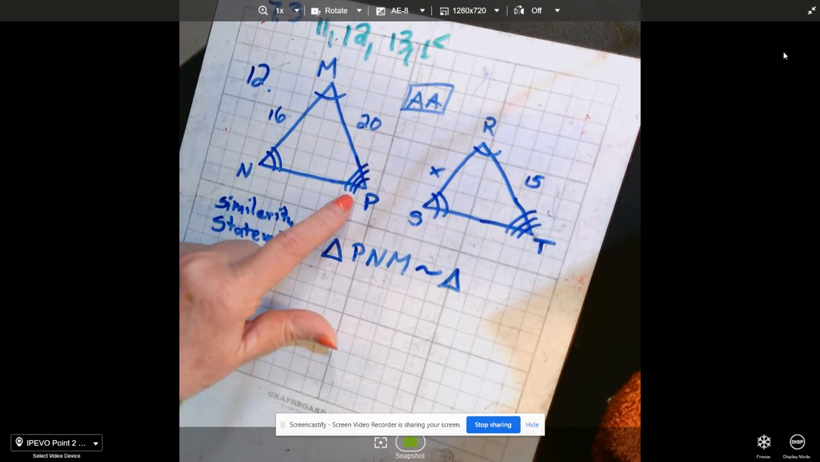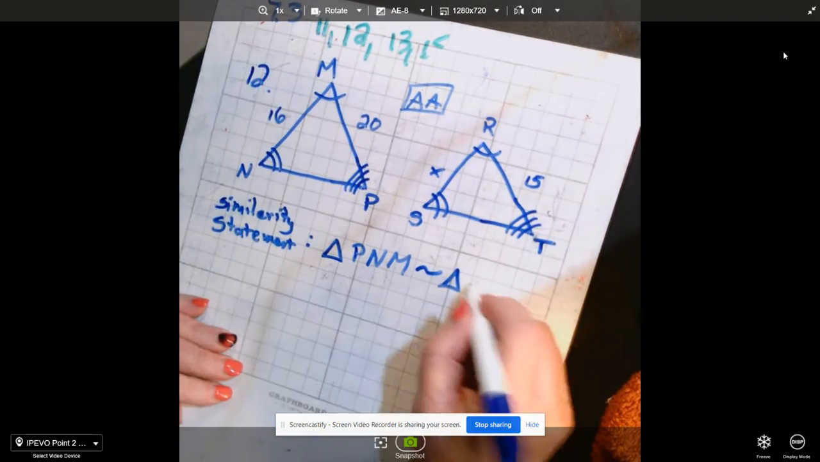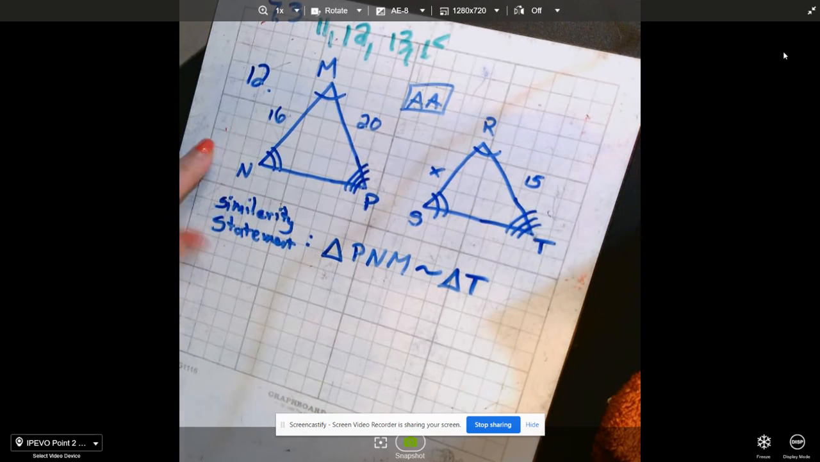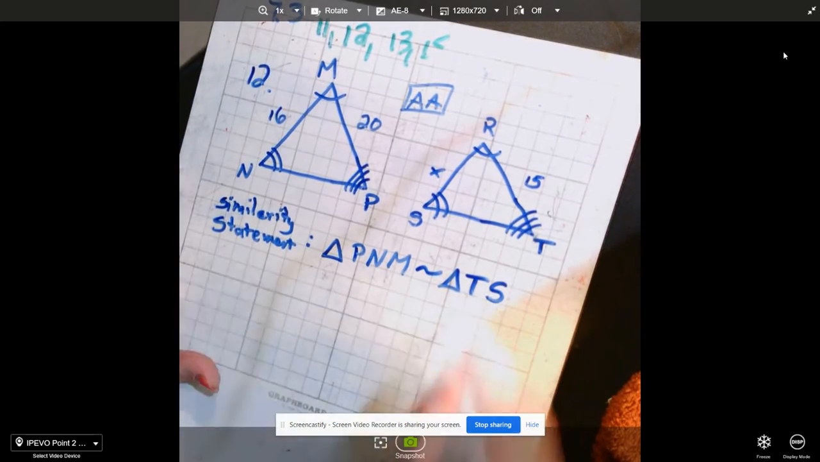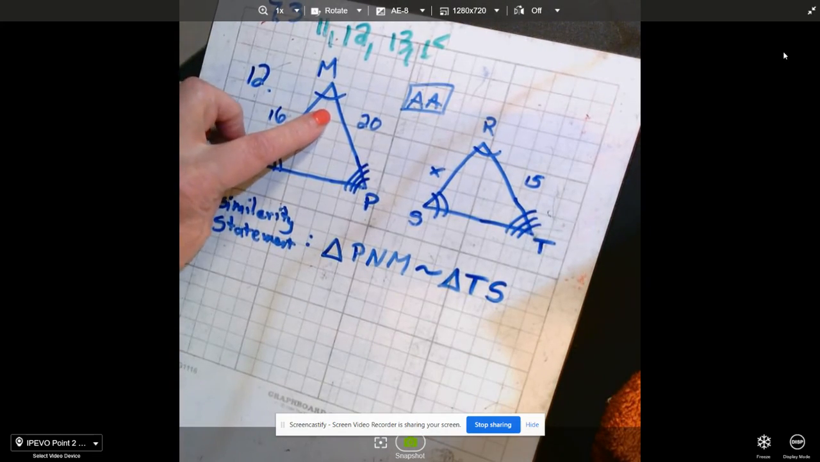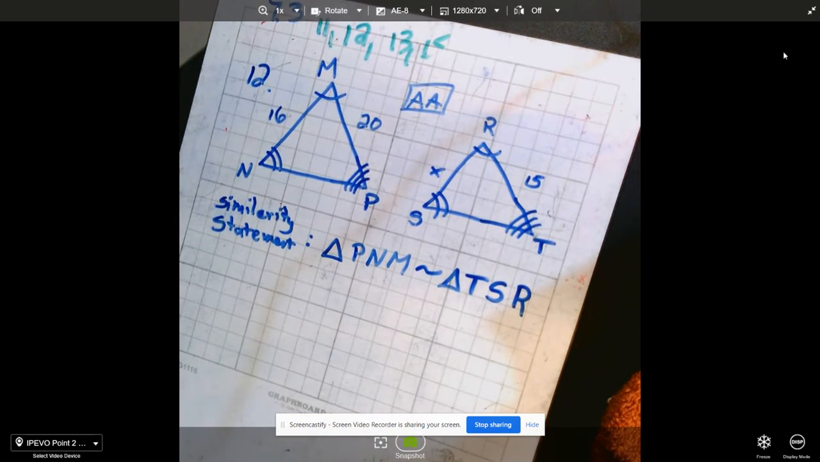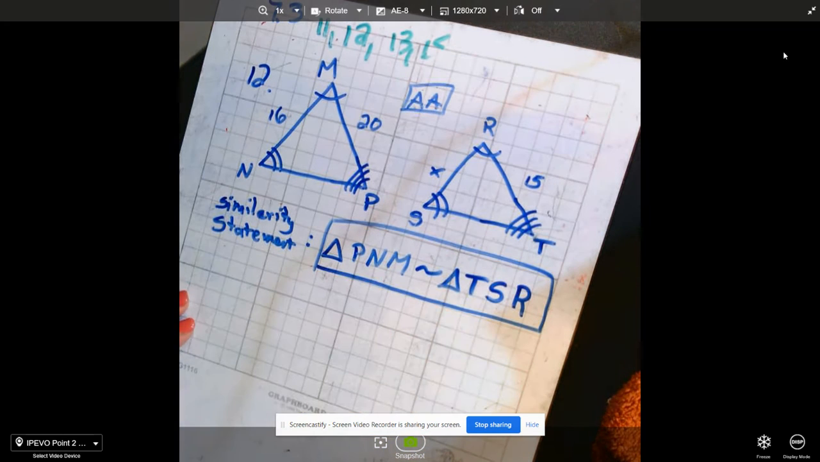So this angle P has 3 tick marks. It corresponds to this angle in this triangle, so I'm going to put T. Then I have N. Well, N in this triangle has 2 tick marks. It corresponds to the 2 tick marks of this triangle, so this would be S. And then M corresponds to R, so I'll have R. So now I've written my similarity statement. That is the first thing that they asked you to do.